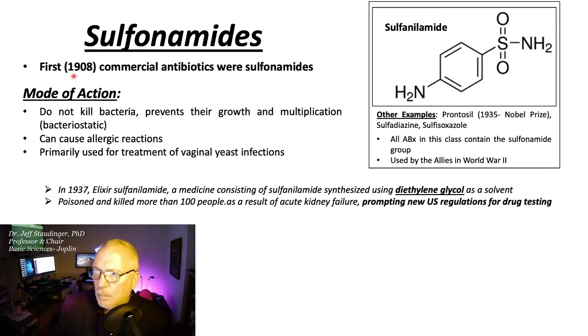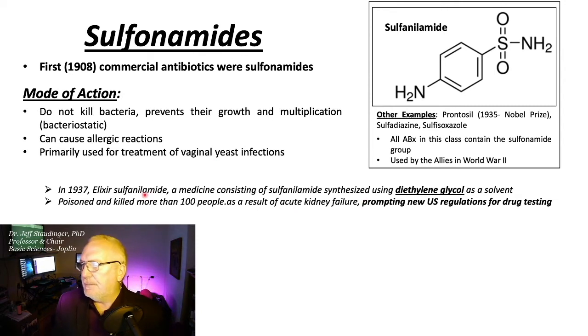Sulfonamide drugs were amongst the first commercially available antibiotics. Sulfanilamide is a prototypical example. Other examples include Prontosil, for which its discovery and commercialization was awarded the Nobel Prize, sulfadiazine, and sulfisoxazole. This was used by the Allies in World War II. Sulfonamides don't kill bacteria. In other words, they're bacteriostatic, and they definitely can cause allergic reactions. Currently, they're primarily used for treatment of vaginal yeast infections.